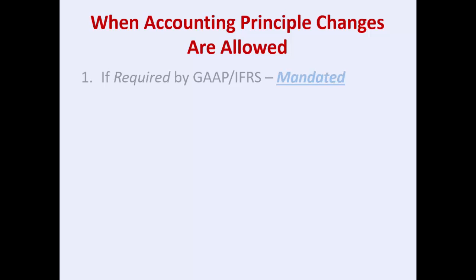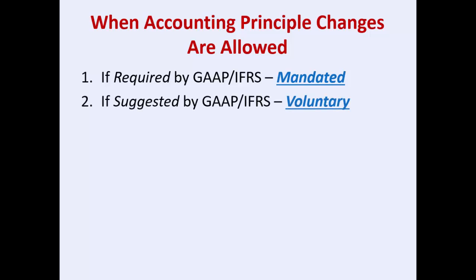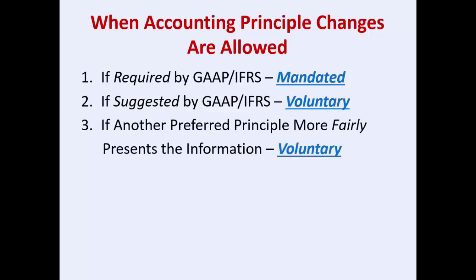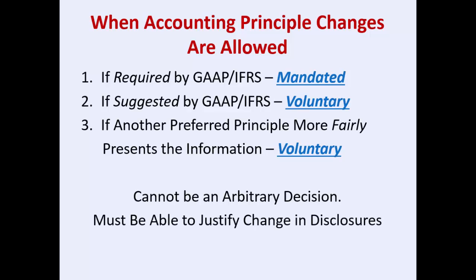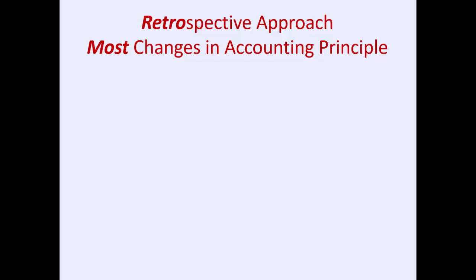So when are accounting principle changes allowed? Well, it could be required by GAAP, a mandated change, or it could just be suggested by GAAP, meaning it's a voluntary change, or there could be another principle that will more fairly present your information, so you decide to make a voluntary change. Now, this cannot be an arbitrary decision. You have to justify the change in the disclosures, and of course, be able to justify it to your auditors.